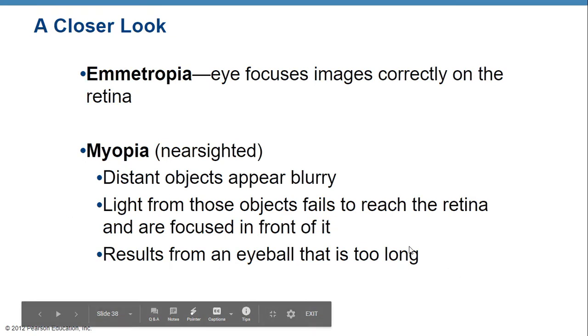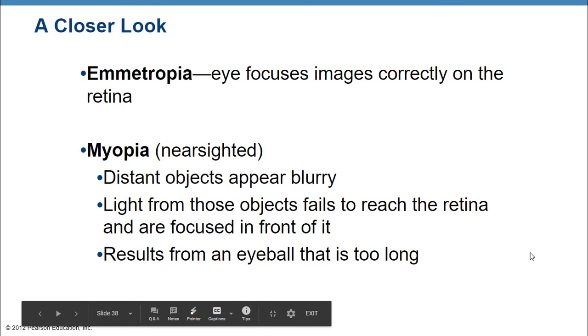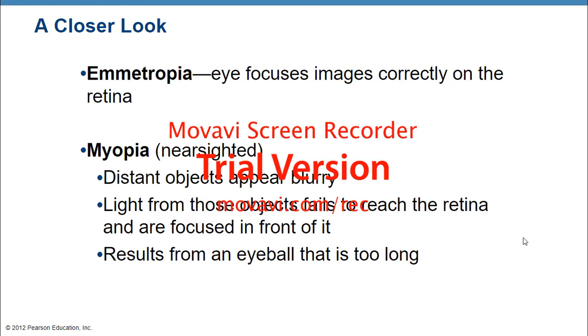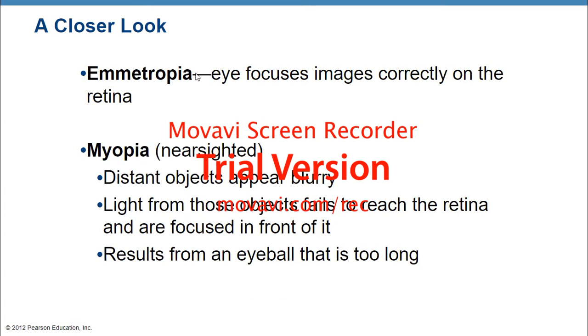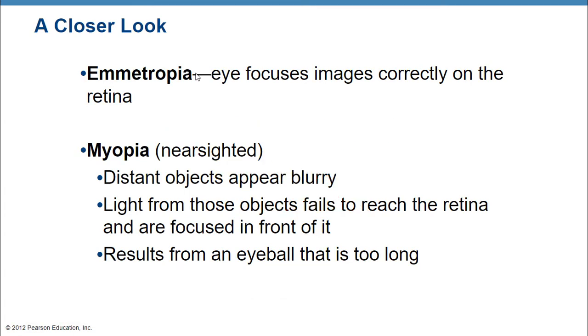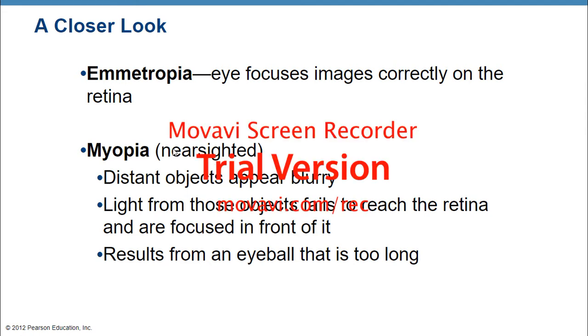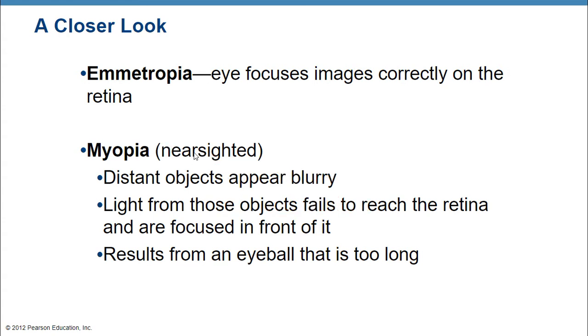So let's talk about some pathology of the eye. So emmetropia is when the eye focuses images correctly on the retina. Okay, so that's normal. Emmetropia is normal. The eye is focusing images correctly on the retina. Myopia, okay, so this is nearsighted. And the way that it works, the name tells you what you can see. So myopia is nearsighted, meaning that you can see objects closely. You can't see distant objects.